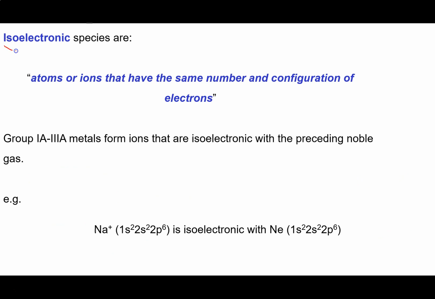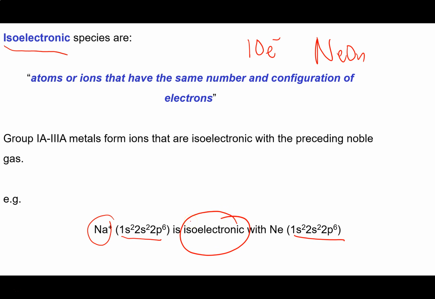Okay, a little bit of terminology. Isoelectronic species are things that have the same number and configuration of electrons. So when we see an atom that has 10 electrons, we're going to say that it is isoelectronic with neon that also has 10 electrons. So here's an example of that here. The sodium ion there, 10 electrons. Neon, also 10 electrons. We would say that those two things are isoelectronic.